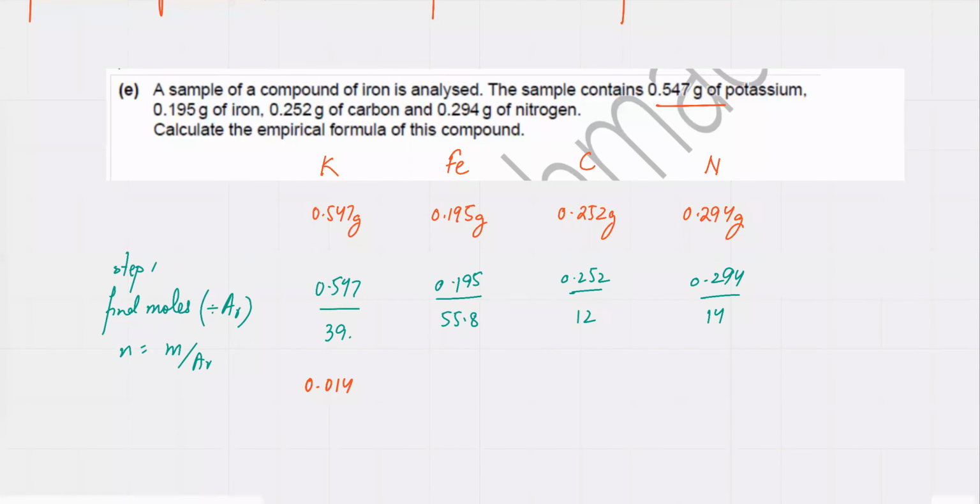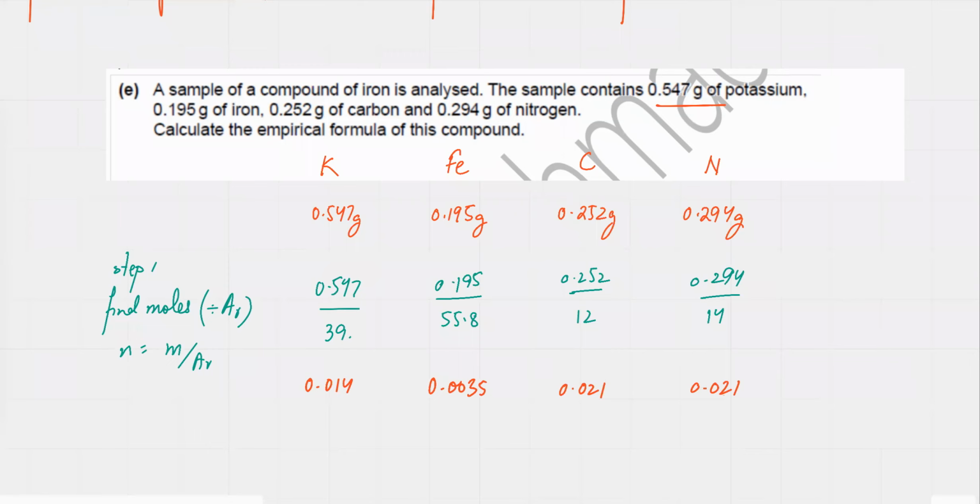Sir, 0.0035. The next one, I think it'll be, sir, 0.021. And the last one, it's going to be the same. Just the same. Yes, sir, it's the same.